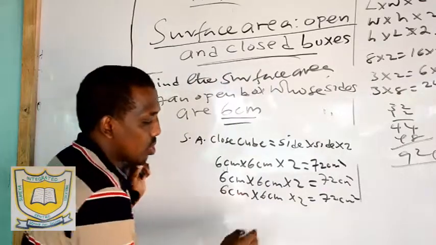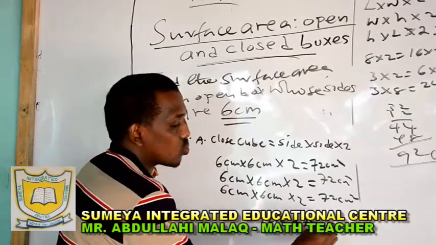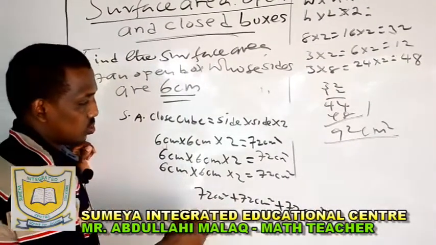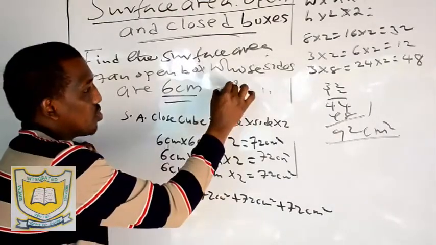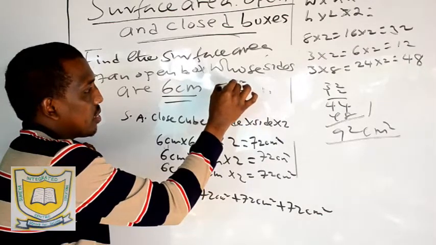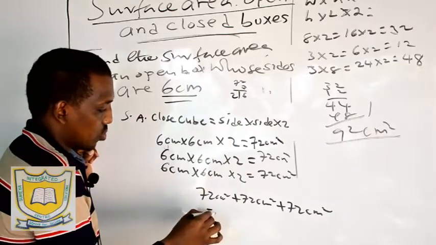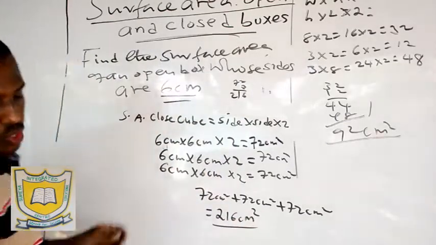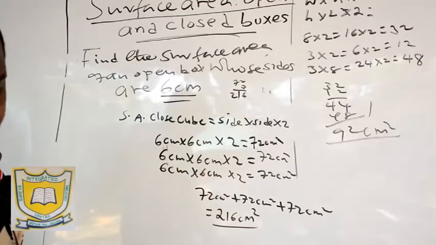So we add now. We say 72 centimeter squared plus 72 centimeter squared plus 72 centimeter squared. So if you add, 72 times 3, you get 216 centimeter squared. So that's how we get it. For a cube, all sides are same.